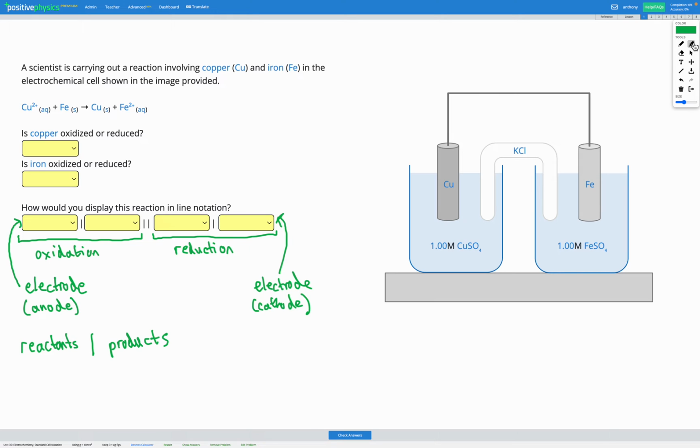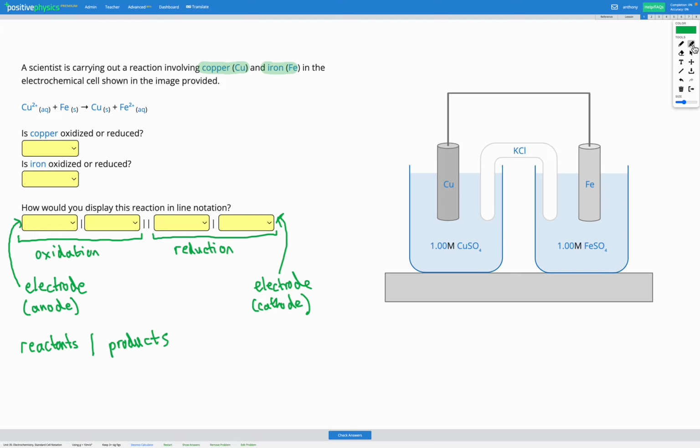In this specific question, we're carrying out a reaction involving copper and iron in the electrochemical cell shown in the image provided. So we can see we have a copper electrode in copper 2 sulfate solution and an iron electrode in iron 2 sulfate solution. We also have a potassium chloride salt bridge. Here's our equation describing our reaction. So our first step is figuring out which is oxidized and which is reduced.